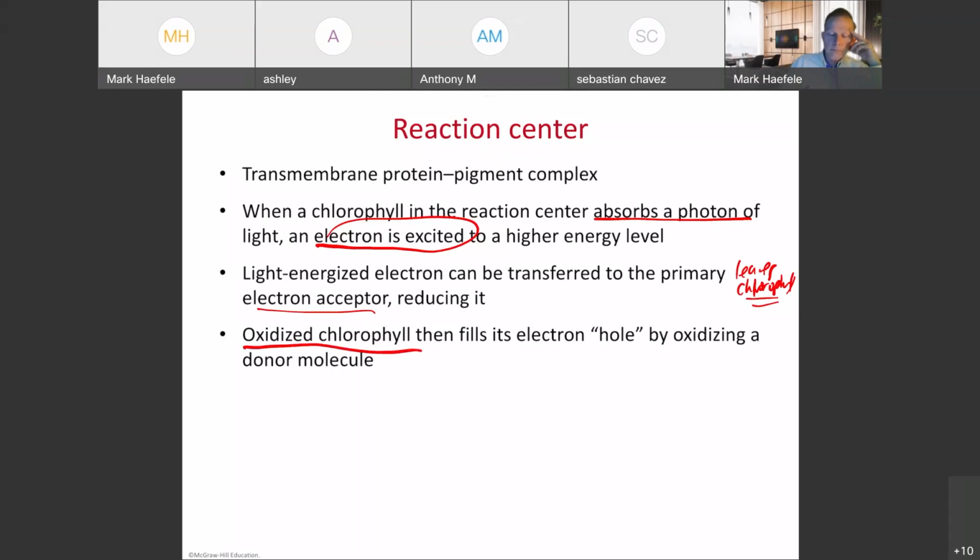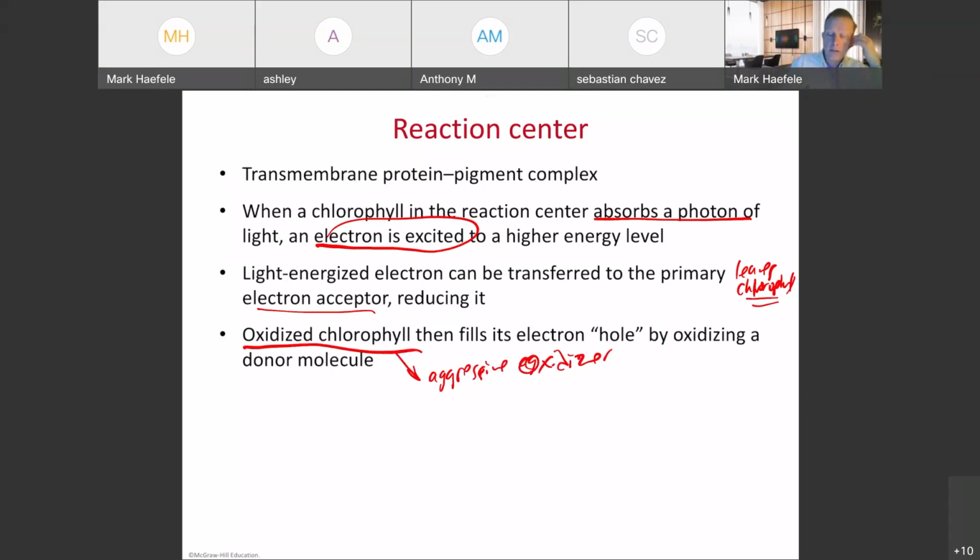then you have an oxidized chlorophyll, so it's got like a hole. It's got a gaping absence there associated with the loss of this electron. And what it wants to do is fill that hole. So this makes it a very aggressive oxidizer, because it wants to fill this hole.